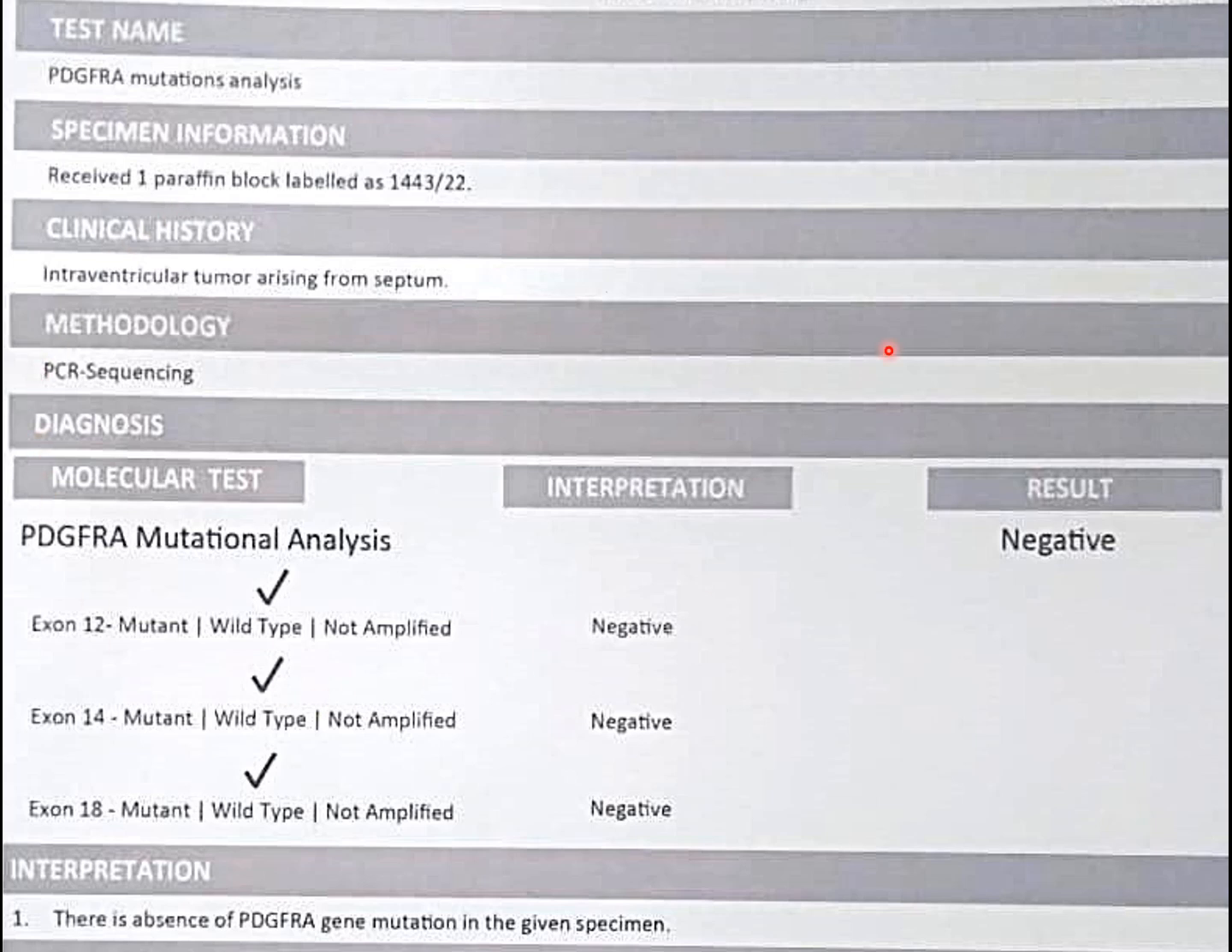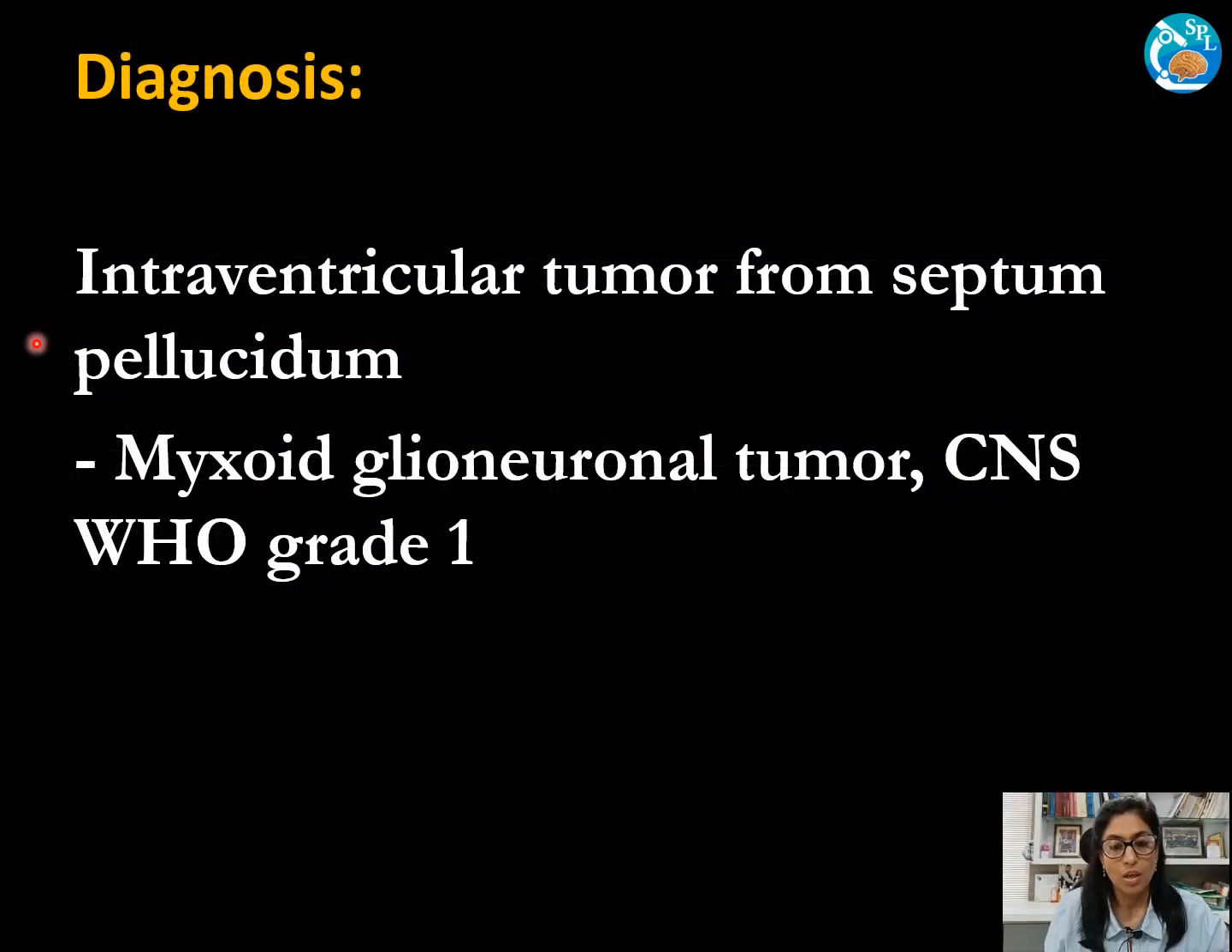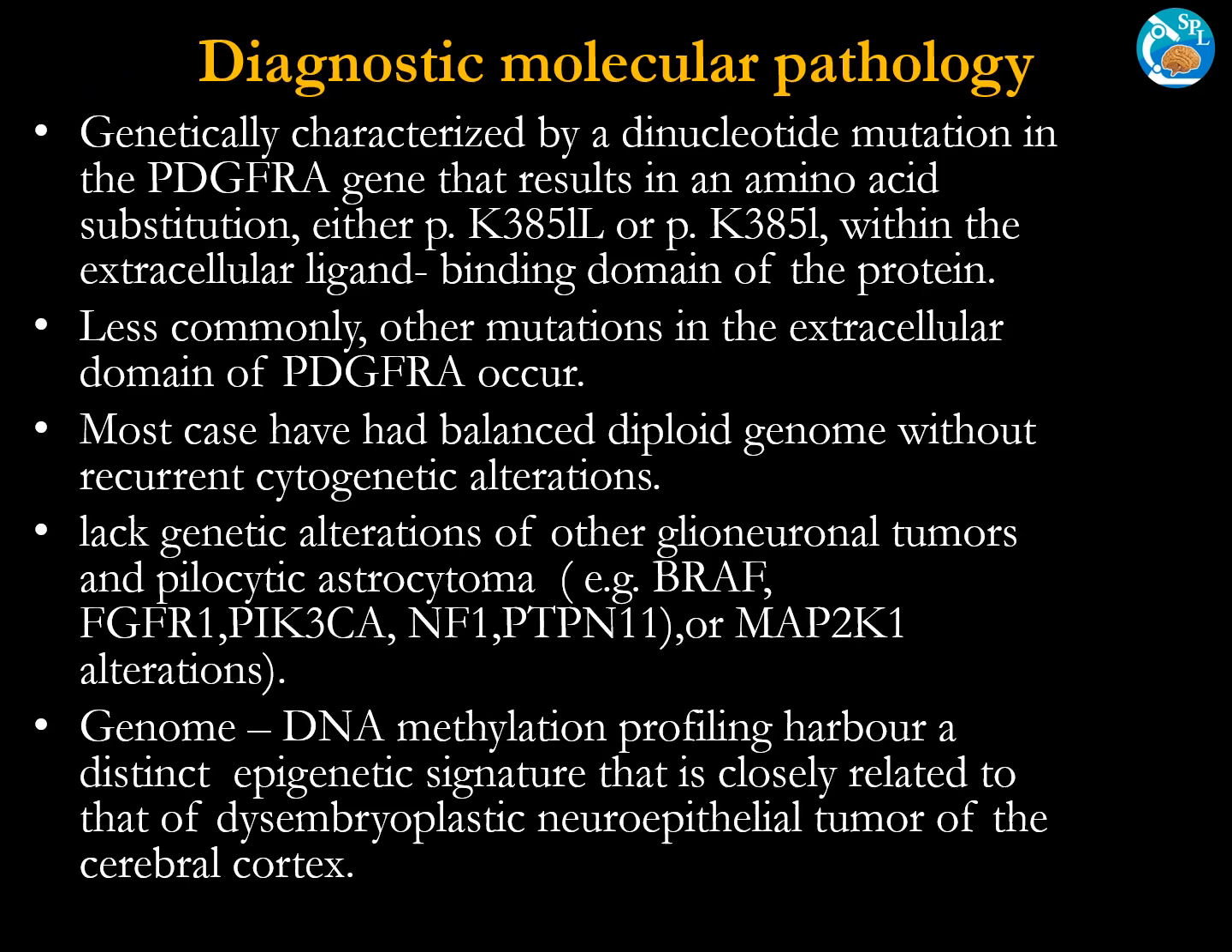We also went ahead with the molecular studies to see the PDGFRA mutational analysis, and we got wild type on exon 12, exon 14, and exon 18. So there was absence of PDGFRA gene mutation in the given tumor. So we rendered a diagnosis of myxoid glioneuronal tumor, CNS WHO grade 1.